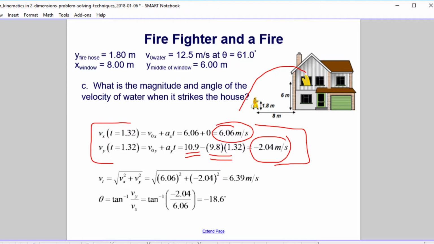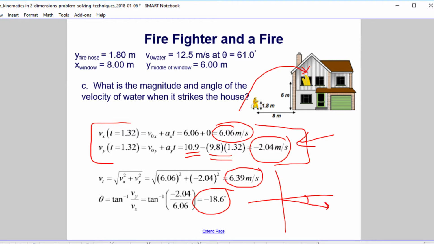So to find the total velocity, we use Pythagoras. It's 6.39 meters per second. And then we find the angle, and this verifies what we said right over here. It's hitting the building at a negative 18.6 degrees. So what's happening? It's hitting somewhat like this, and there's the 18.6 degrees.